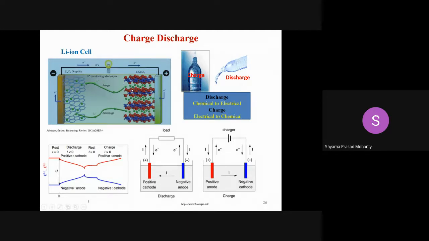Then during the charge process, these lithium ions will be moving from our cathode to the graphite anode, and you will get some voltage accordingly during the discharge. So now we will move into the devices, where we will find the applications of these materials which we have synthesized, or which are synthesized in literature.